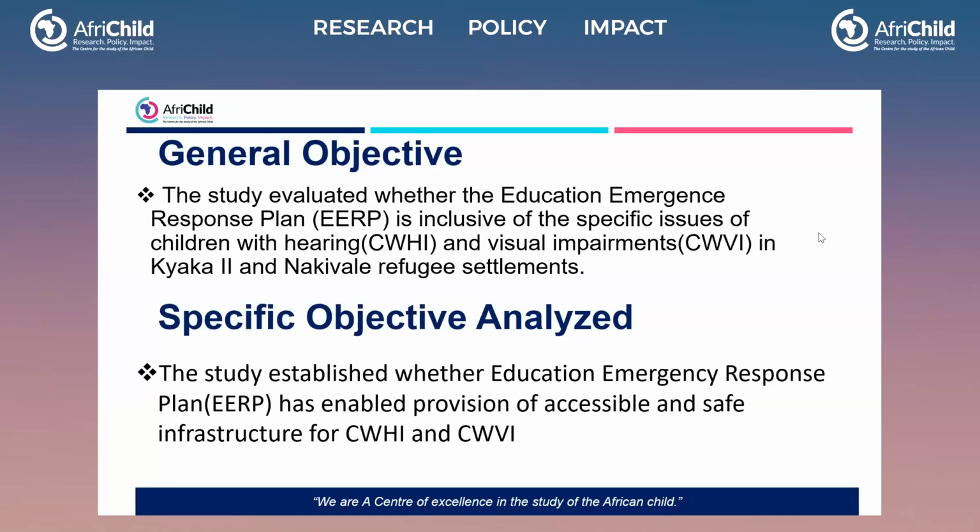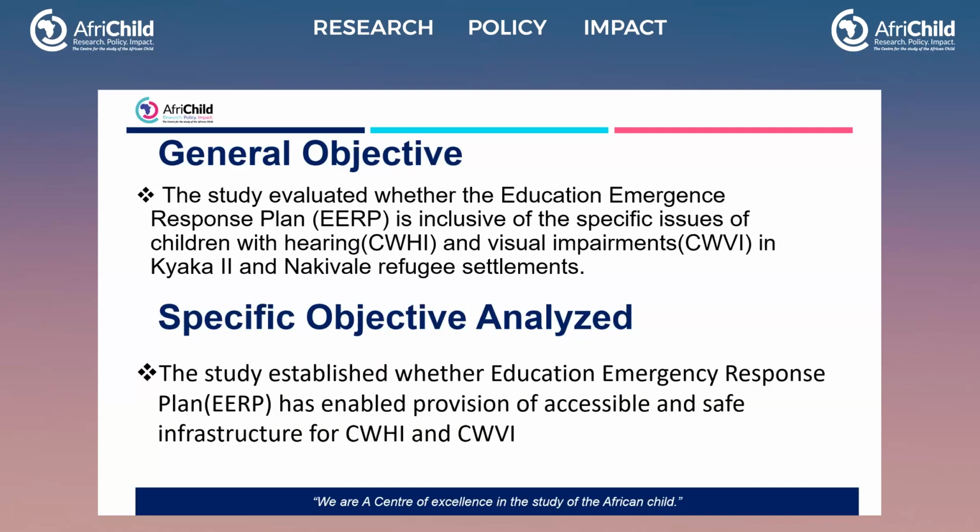It wanted to establish whether the education emergency response plan has enabled provision of accessible and safe infrastructure for children with hearing and visual impairments. This is just one of the objectives that the study looked at. We actually benchmarked on the 5 objectives of the education response plan for refugees and host communities. And this was one of them.